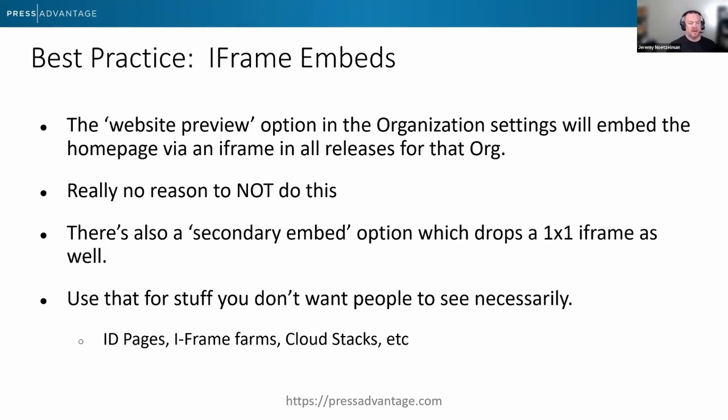There's also a secondary embed option in the organization settings, and what that does is it takes whatever URL you put in there and puts a little 1x1 iframe on the bottom of every release and the bottom of the organization page. You're going to use that to get the value out of an embed for stuff that you don't want people to see. So that might be an ID page, it might be an iframe form, might be your cloud stack pages, Google Sheets, Drive stacks, any of these back-end strategies that you might be using.